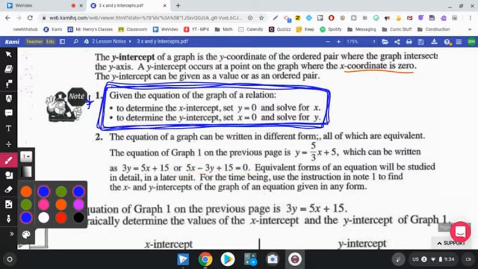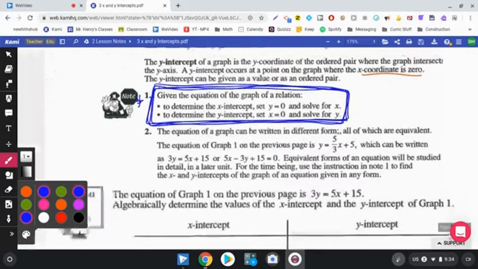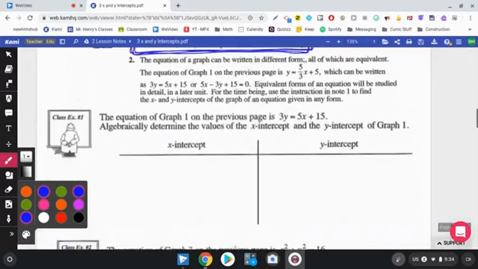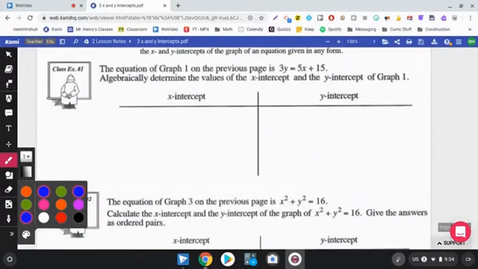We're going to look at that later in a couple units, but it's reemphasizing what I said. It actually doesn't matter what the equation looks like, or if it's been rearranged, or if it's been changed. I can still solve for the x and y intercepts in this same way. Okay, so let's do that. It says 3y equals 5x plus 15. Algebraically determine the values of the x-intercept and the y-intercept.